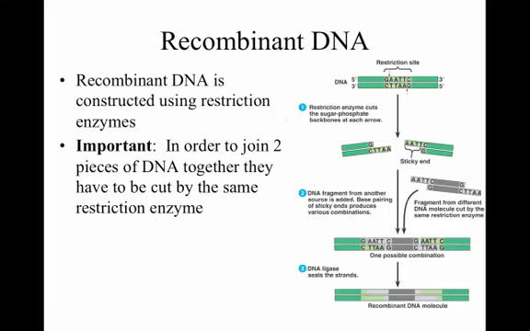The key is this. If I want to stick two pieces of DNA together, one of the most important things I need to do is to cut them both with the same restriction enzyme. I want you to take a minute and talk to your neighbor about why. Why can't I just cut them with any old restriction enzyme, two different ones for that matter? Why is it that they have to be cut with the same restriction enzyme?